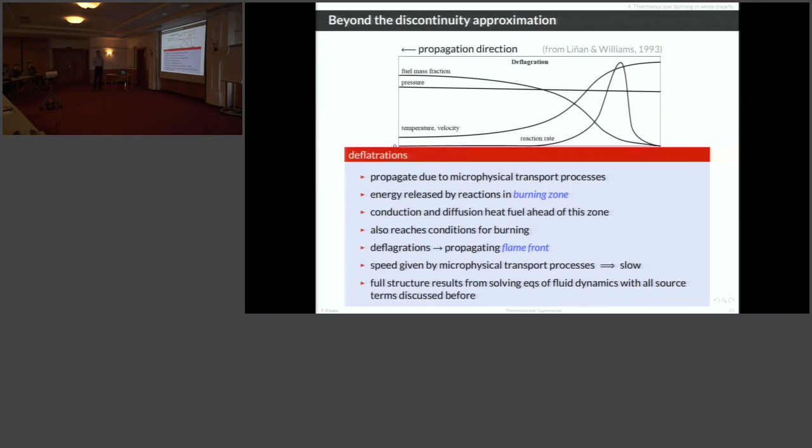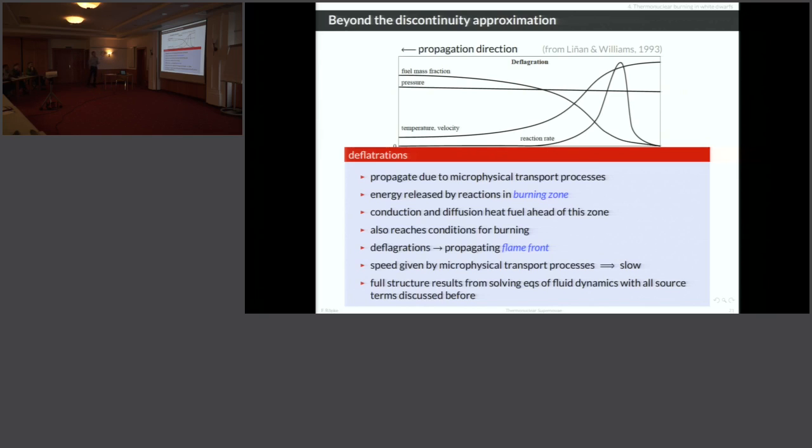So we can distinguish two zones inside such a deflagration flame. The zone where the burning actually takes place, the burning zone, and the zone ahead of it where the material gets heated due to heat conduction out of the burning zone, and the fuel is then heated and at some point also starts burning. This is called the preheat zone. Obviously, because the propagation is due to heat conduction from the reaction zone into the preheat zone, the speed of propagation of such a structure is set by the microphysical transport processes, by the heat conduction and the diffusion, and therefore it's a slow process.